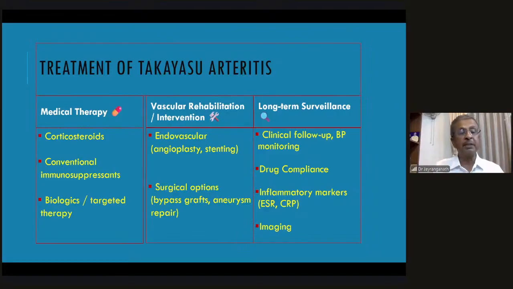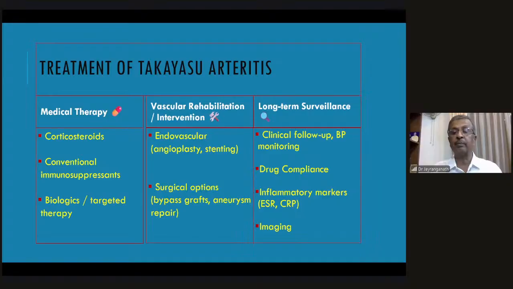Medical therapy is the mainstay. Please remember that. And vascular rehabilitation and intervention and long-term surveillance are also extremely important. In medical therapy, the main treatment is corticosteroids. Please remember that. Second is conventional immunosuppressants, I will come to that. Third is biologicals or targeted therapy. In vascular rehabilitation and intervention, endovascular angioplasty and stenting, surgical options are definitely there even today. Bypass grafts and aneurysm repair are there.